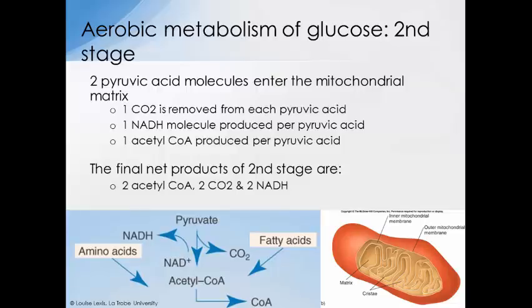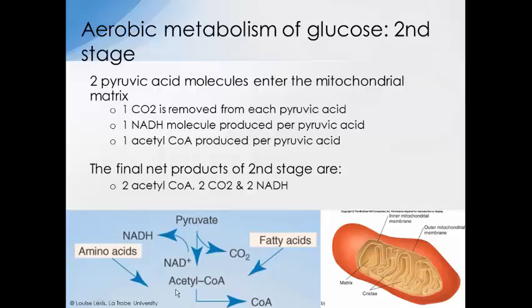So if you remember back to the previous slide, the end products were 2 pyruvic acid molecules along with 2 ATP and 2 NADH. So these pyruvic acid molecules that are produced in the cytoplasm in glycolysis actually enter the matrix of the mitochondria. And you'll see here, this shows the chemical reaction that occurs.